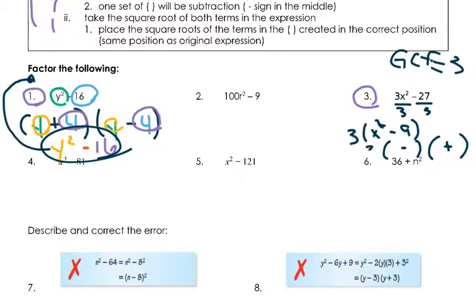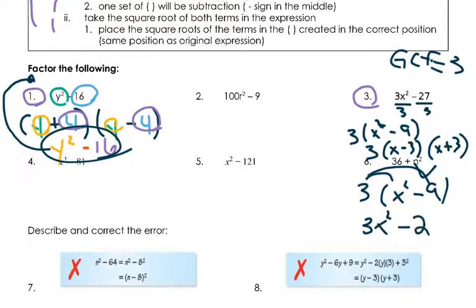I would bring down the 3 because I didn't touch it. And then the square root of x squared would be x. The square root of 9 would be 3. Okay? And if I want to check, I would multiply these two together, and I would end up with x squared minus 9. And then I would multiply it by 3, and I would get 3x squared minus 27, which takes me back to the original one that we already started with.